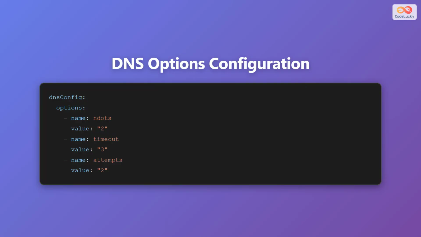The options field in dnsConfig allows you to fine-tune DNS resolver behavior. In this example, we configure 3 important options. The ndots option, set to 2, determines how many dots must appear in a hostname before it's considered a fully qualified domain name. The timeout option, set to 3 seconds, controls how long the resolver will wait for a response before timing out. The attempts option, set to 2, specifies how many times the resolver will retry a failed query before giving up. These options directly correspond to settings in the Linux resolv.conf file and can significantly impact DNS resolution performance and reliability.